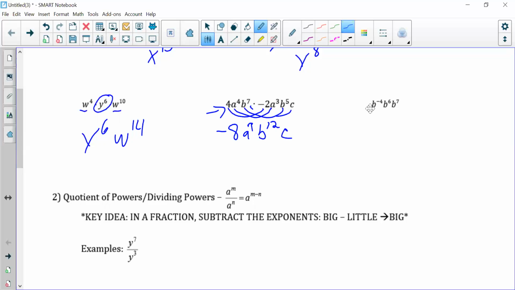All right, same thing here. Combine like terms. All right, negative 4 plus 6 gives me 2. Plus 7 gives me 9. So this is b to the 9th. All right, pretty simple so far.